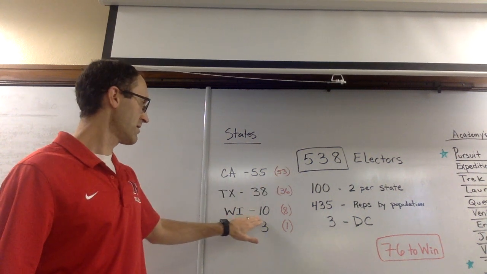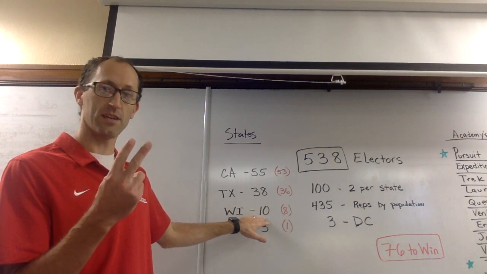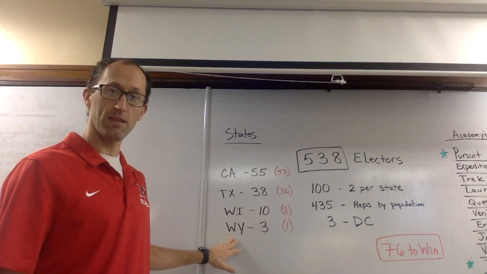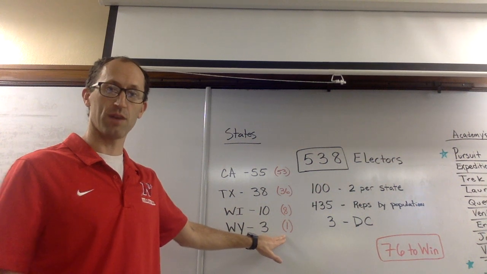If we look at Wisconsin, they get 10 elector votes: 2 senators, plus 8 representatives in Congress. Wyoming, 3, minus 2 gets them 1 representative based on population.